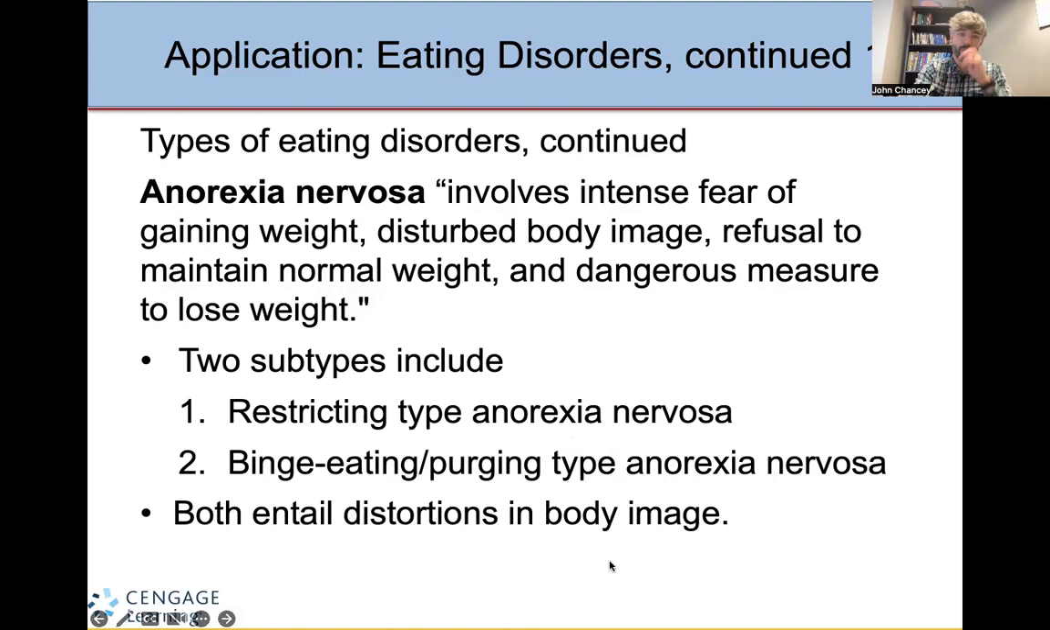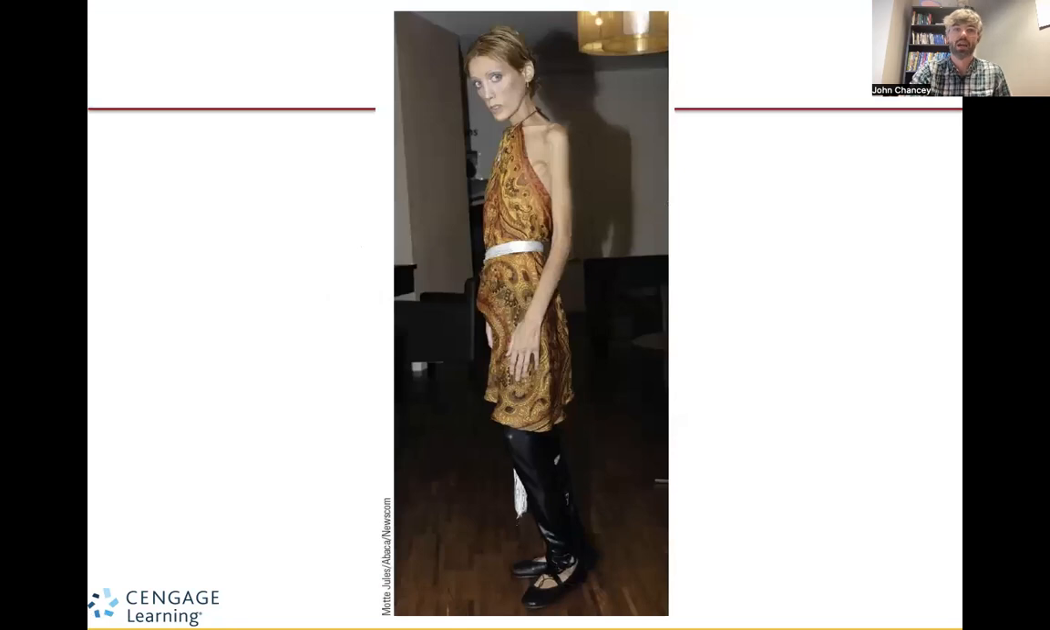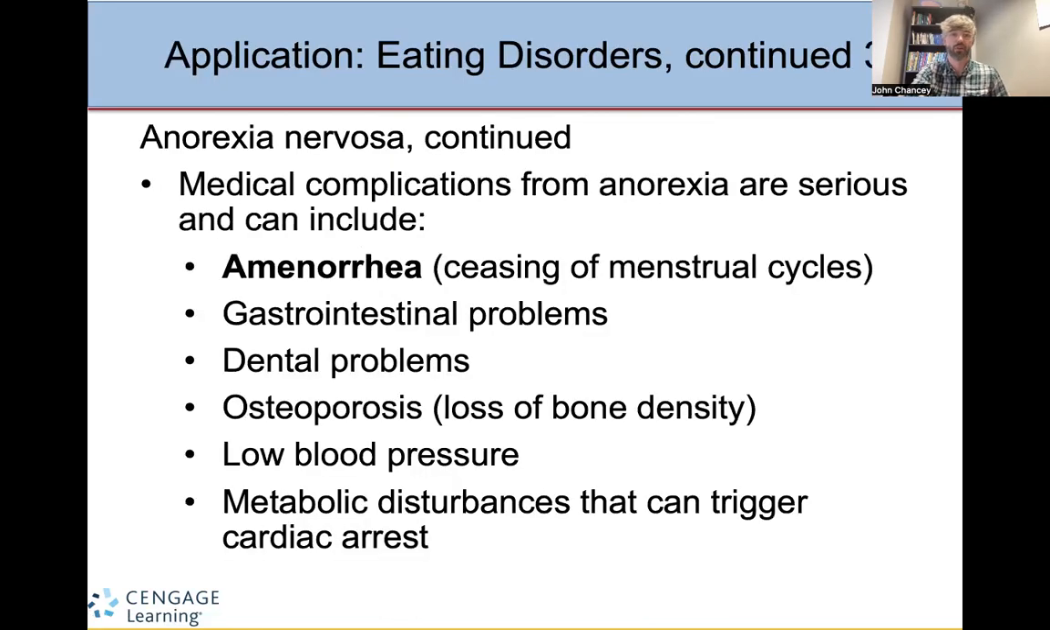But either way, both subtypes involve a lot of distorted body image. Even though they might be underweight, they do not see themselves that way. When they look in the mirror, they see themselves as needing to lose more weight. And here's an example: with somebody with anorexia, you can physically see it, which is very different from bulimia, which we'll talk about in a moment.